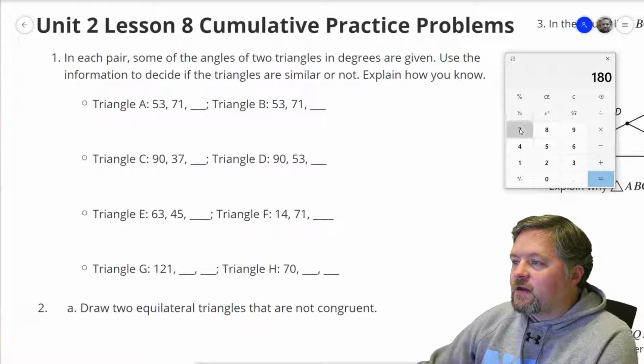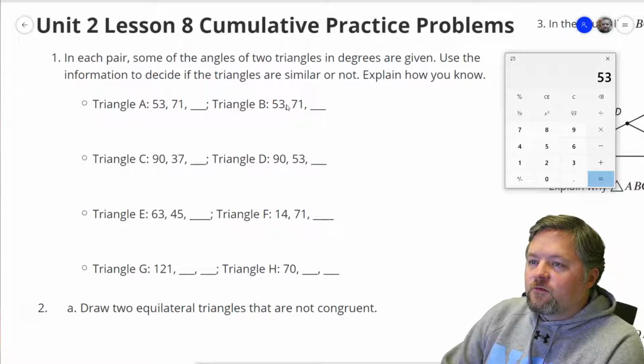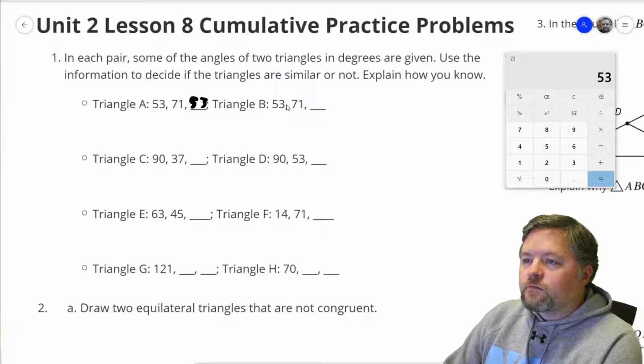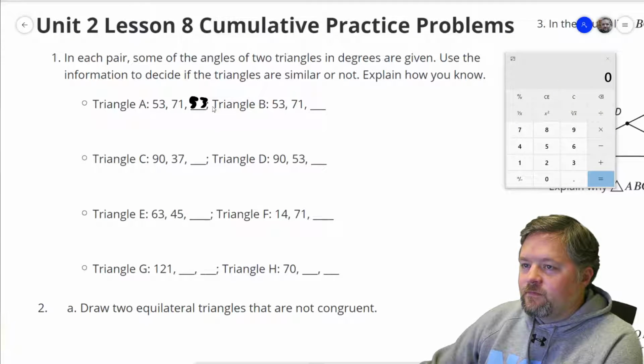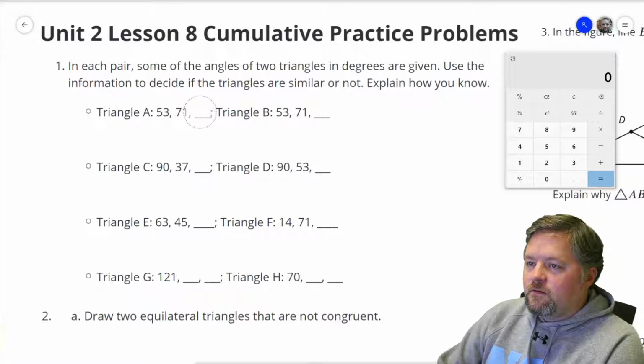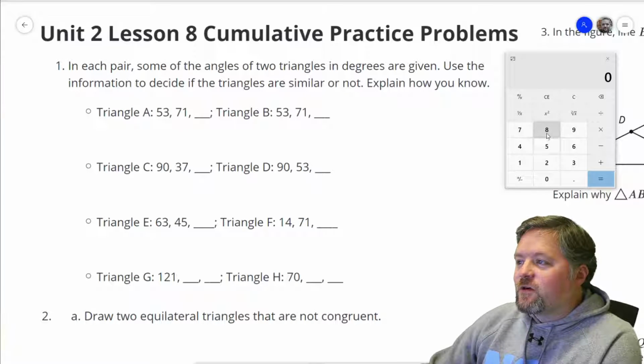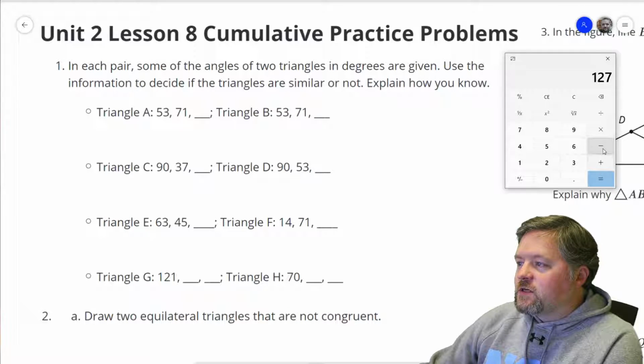So if we do 180 subtract 71 subtract 53, the other angle has to be 53. No, 56. Hey, Mr. Boskin, type in the equal sign. Isn't it nice to know that you aren't the only one who makes mistakes? I'll even double check. 180 subtract 53, 127 subtract 71 is 56.